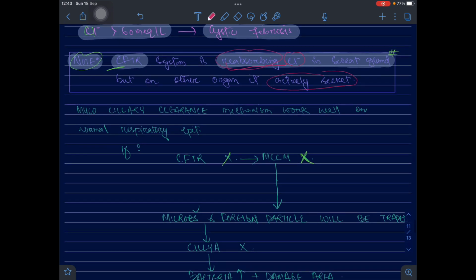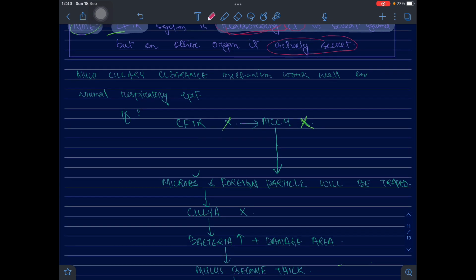In the mucociliary clearance mechanism, we have looked at how it works and why it works. Because of the mucociliary clearance mechanism, the mucus will become thin, and it will go towards the trachea, and it will be digested in the highly acidic environment of the stomach. In the normal epithelium we have talked about all this.